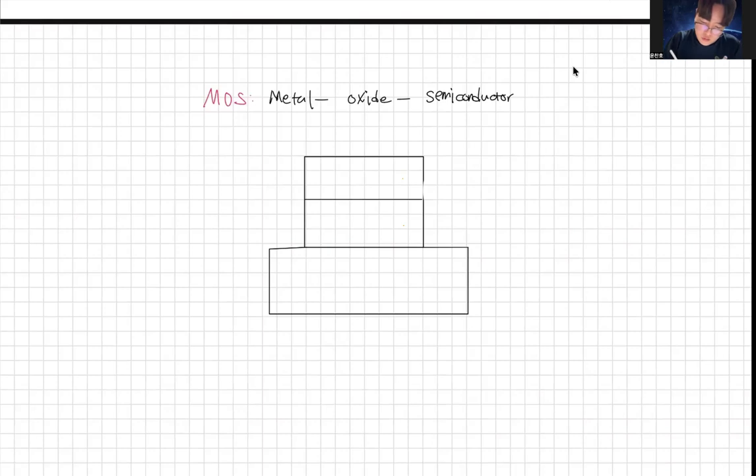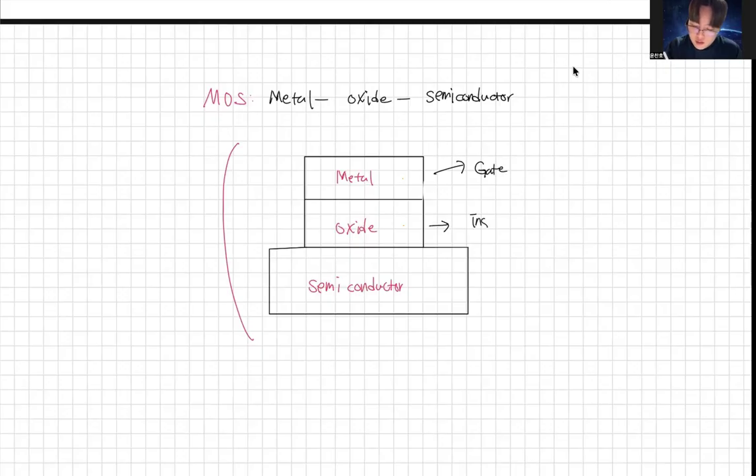And the MOS structure looks like metal, oxide, semiconductor. The metal works like a gate, the oxide is like an insulator, and the semiconductor is the substrate.